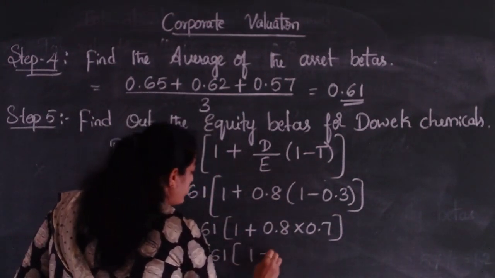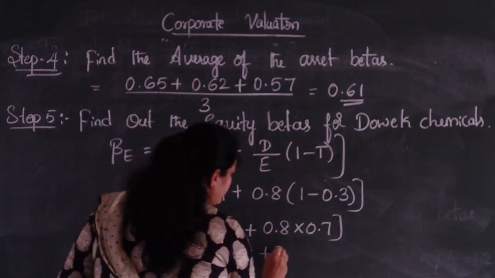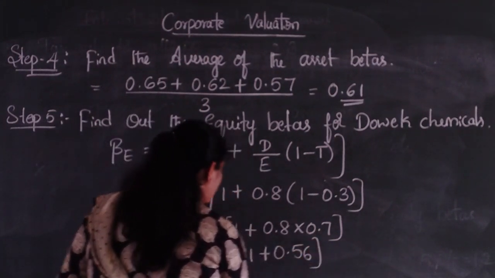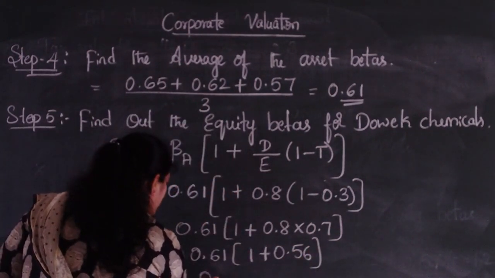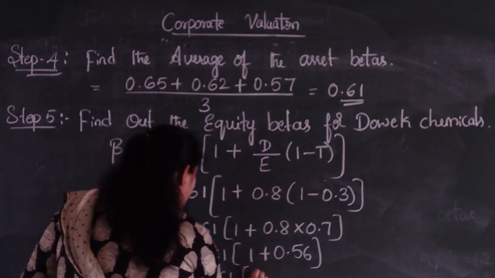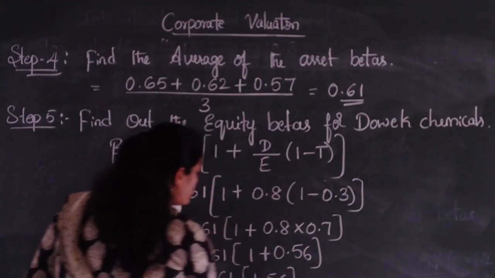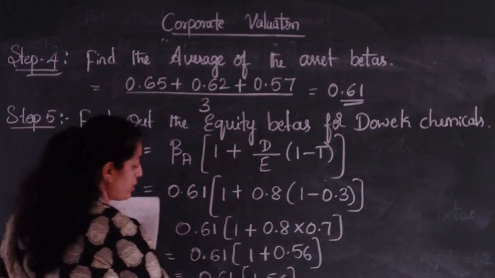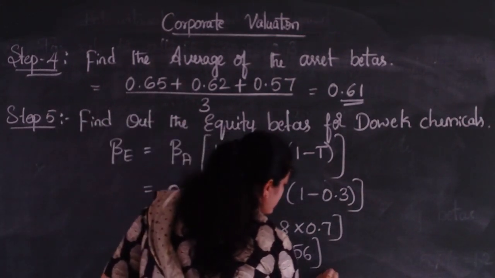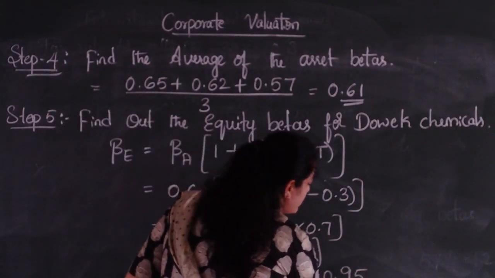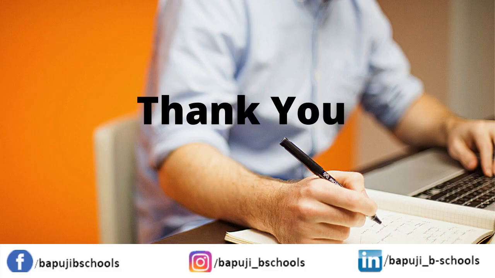0.61 multiplied by 1 plus 0.56, that is 0.61 multiplied by 1.56. Multiplying 0.61 with 1.56, our answer is 0.95. That's all. Thank you.